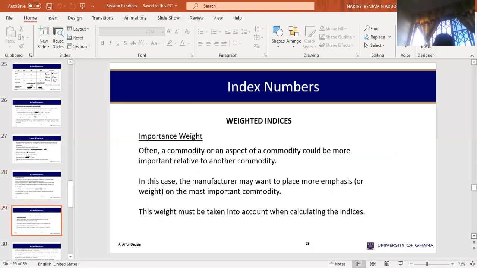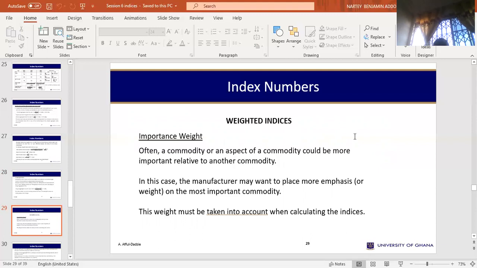But that can also be catered for by the simple average method. When we calculate the indices and then divide by the number of commodities, that will cater for the unit. So although it is meaningless, it can be catered for. Okay, so weighted indices. This is what we call the weighted aggregate method.